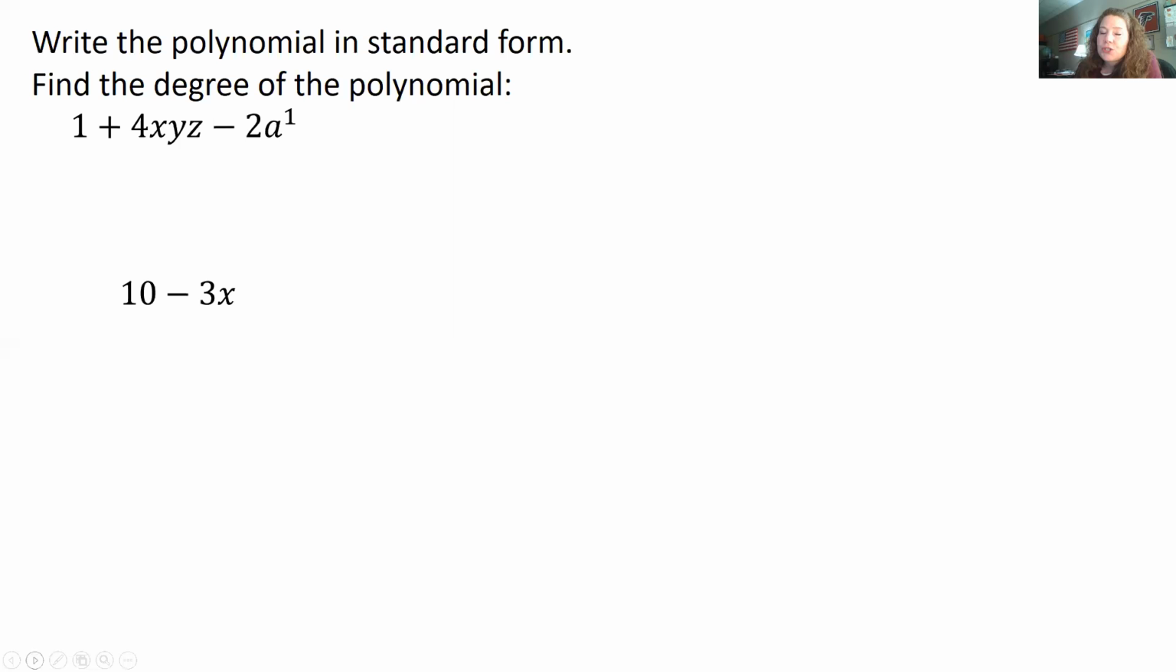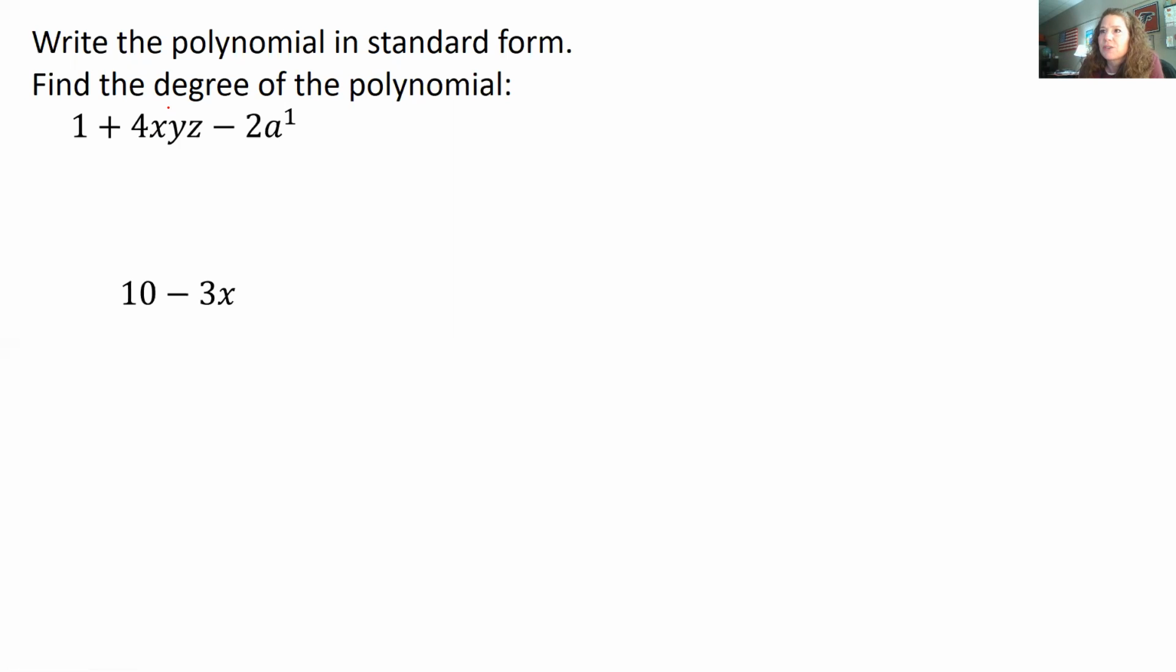All right, so there's 2 things you're going to do. You're going to write the polynomial in standard form, and you're going to find the degree of the polynomial, and you're going to name the polynomial based on if it's a monomial, a binomial, or a trinomial. So the first one we have here is our standard form. We want to list these in order according to the degree.